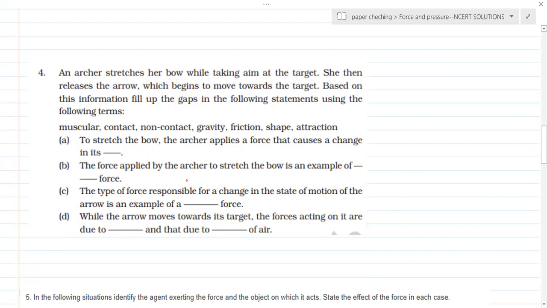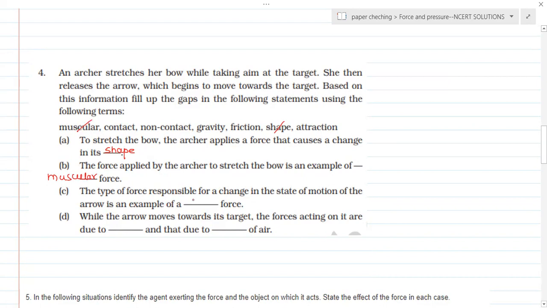To stretch the bow, the archer applies a force that causes a change in its, a very simple thing, shape. So yeah, we can use shape and strike it out from the given options. The force applied by the archer to stretch the bow is an example of, the archer is using muscular force. So the answer is muscular force. Most of our daily activity includes muscular force, which is a contact force.